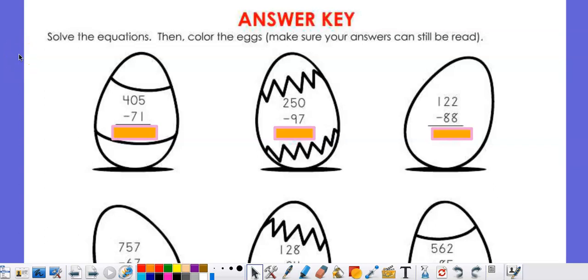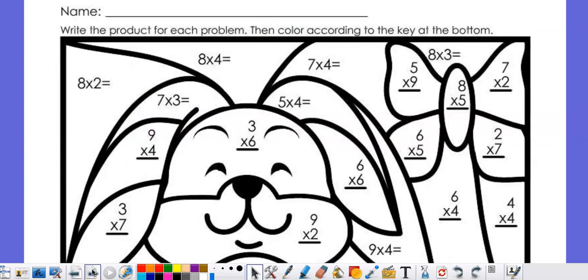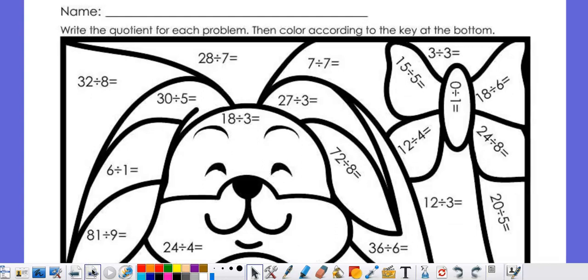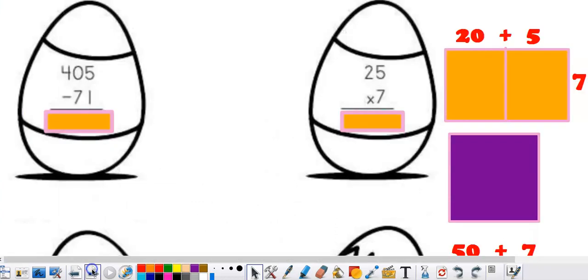Today, we'll be going over subtraction problems, multiplication 2-digit by 1-digit problems, and math multiplication facts and math division facts. In order for you to be able to answer these and complete these sheets to the best of your ability, let's review some problems. First, let's talk about subtraction.